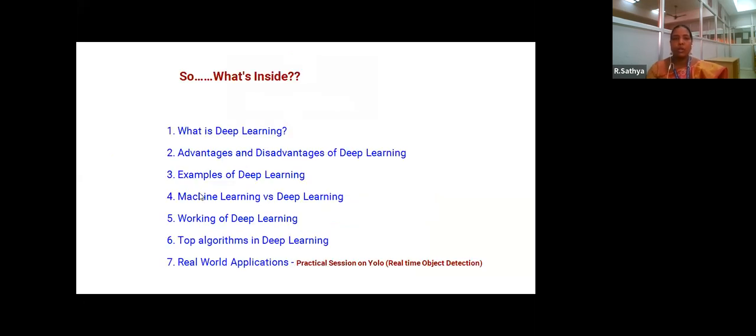Now, today's topic will go inside what deep learning is all about and why we should go for deep learning. And definitely, whatever applications you have, you will also have some drawbacks. What are they? And what are the examples of deep learning, and whether deep learning and machine learning are the same or there are any differences? How does deep learning technology actually work? Then some of the topmost algorithms used for deep learning applications, and at last I will show you some demonstrations of how real-time applications work.